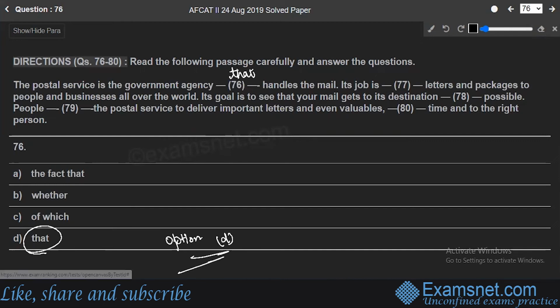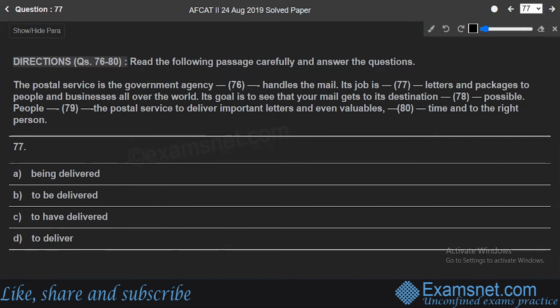Next is question number 77. Let's read the 77th blank sentence. Its job is dash letters and packages to the people and businesses all over the world. So let's read this with the given alternatives. Its job is being delivered letters and packages. Its job is to be delivered letters and packages. Its job is to have delivered letters and packages, or its job is to deliver letters and packages to the people and businesses all over the world. When I've read them, it can be pretty clearly seen that to deliver goes over here.